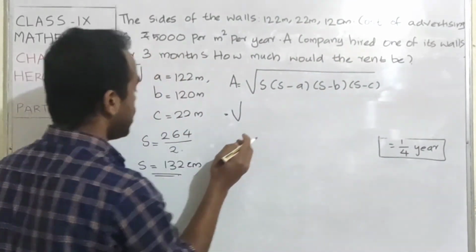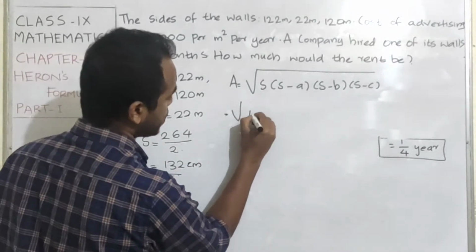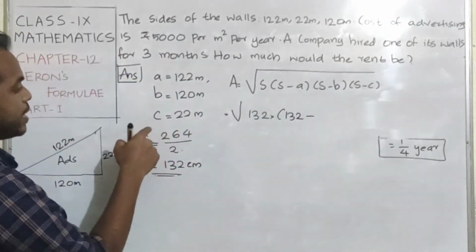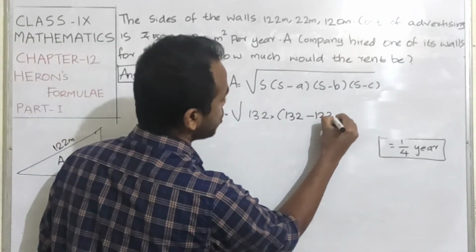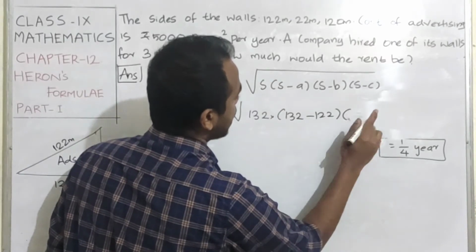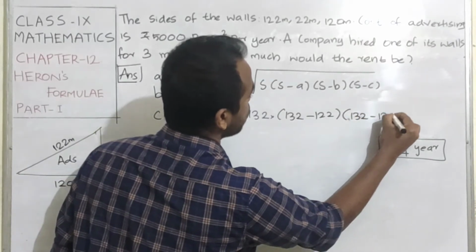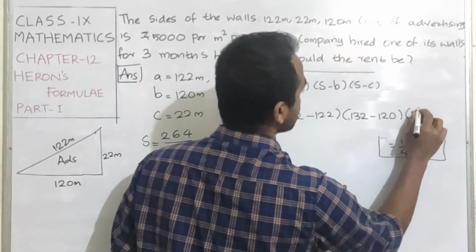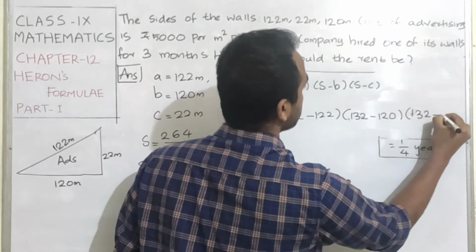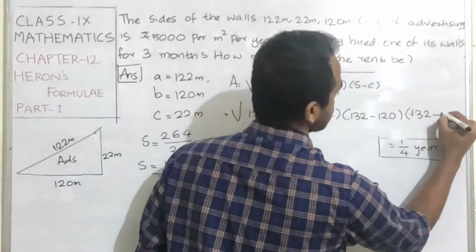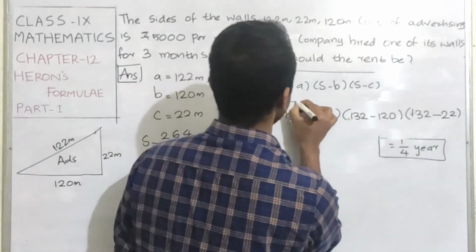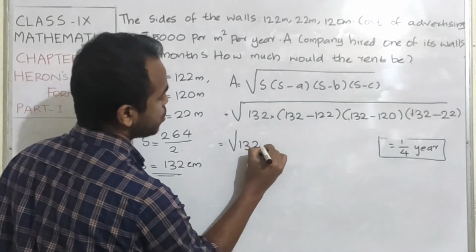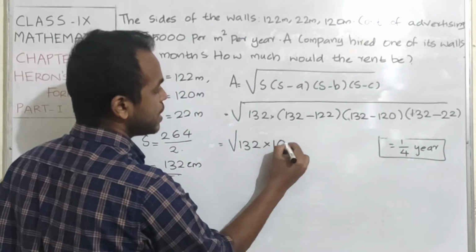Then we will use the numbers that are already given or obtained by us. 132, that is S, into 132 minus A. What is A? A is 122. 122 into S, again 132 minus 120. Why 120? Because B is 120. Then S minus C, that is 132 minus C, which is 22. So we'll write that also. Everything of course under a root. Now let's simplify. That is 132 into 132 minus 122 is 10.